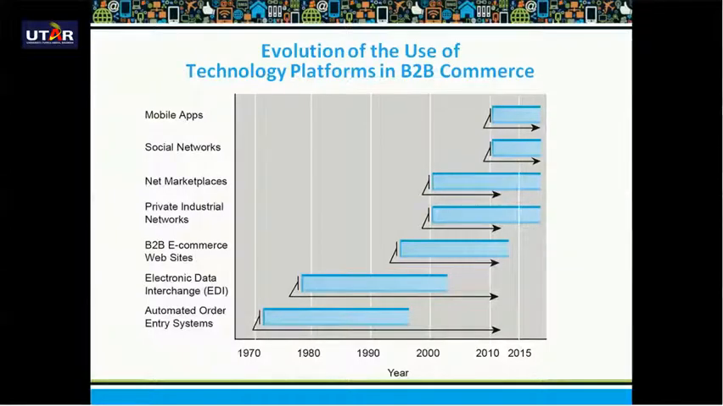This chart illustrates the evolution of the use of technology platforms in B2B commerce. We can see that it started from 1970 until 2050, evolving from automated order entry systems to EDI, and then B2B websites, private industry networks, net marketplaces, social networks, and mobile apps.